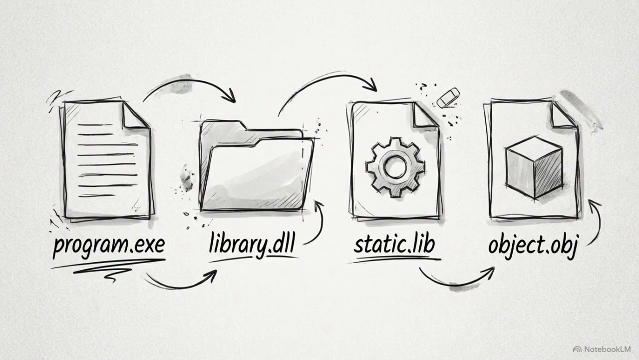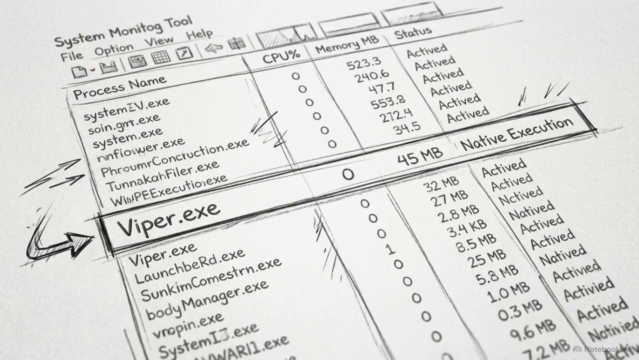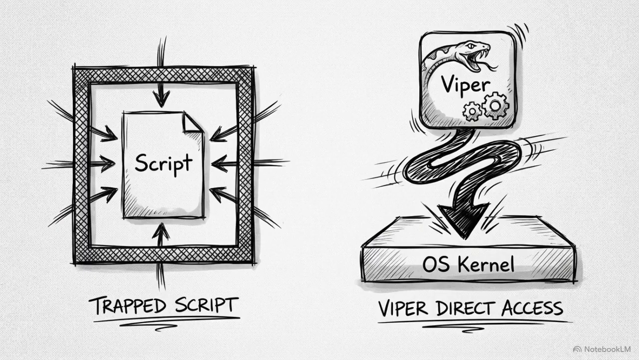The code generator can output several physical file formats: standard executables, dynamic link libraries, or static library and object files for external linking. Because Viper natively implements standard OS features like SEH and strict ABI memory layouts, the output is a true system-level binary. It is not a sandbox script running inside an emulator.